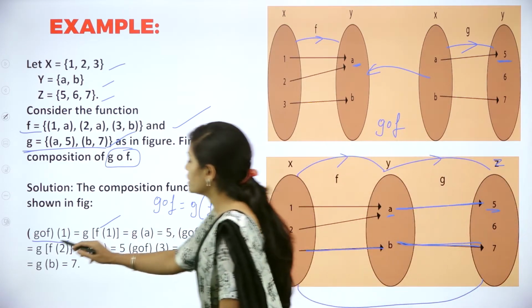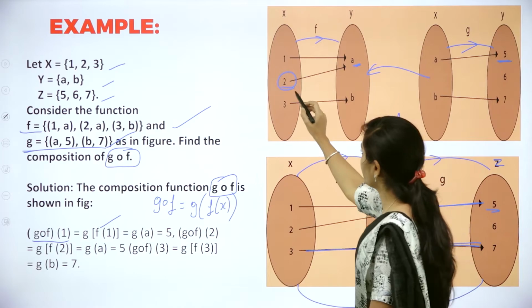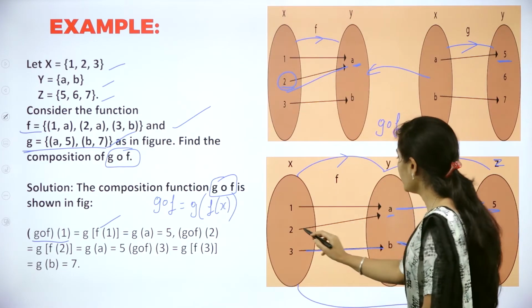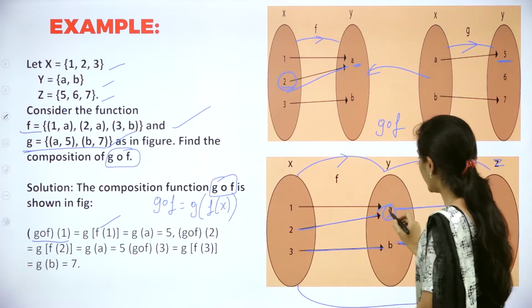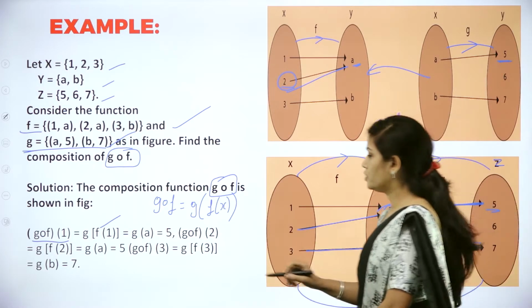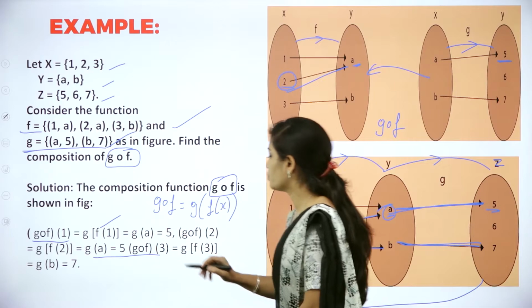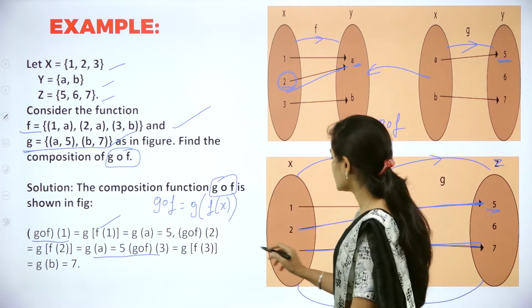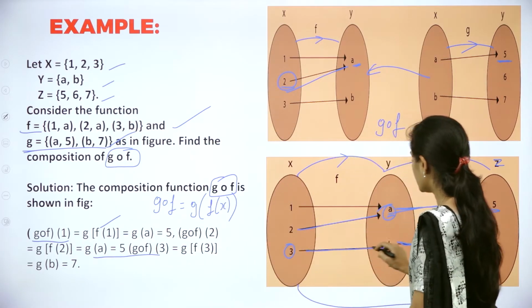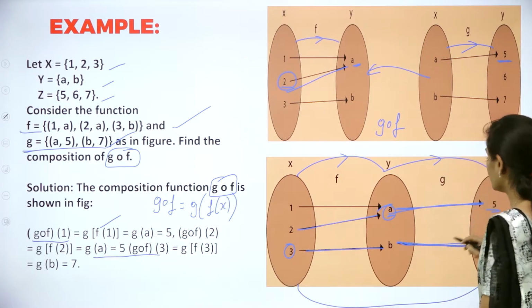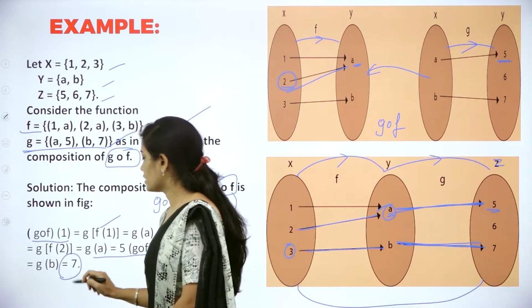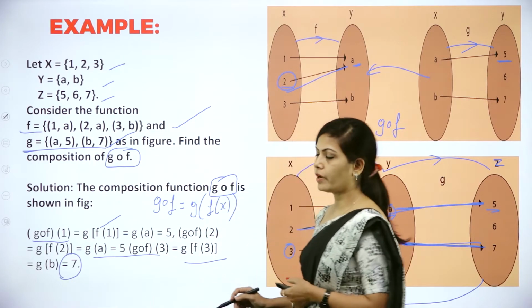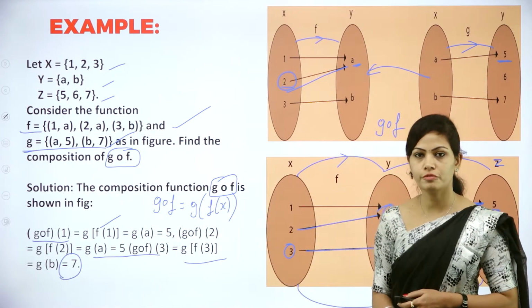And what is g of f of 2? G of f of 2 is equal to, again it is a. So a means it is 5. G of f of 2 is equal to 5. And what is g of f of 3? G of f of 3 is equal to b and b is equal to 7. So like this you can find the composition of function.